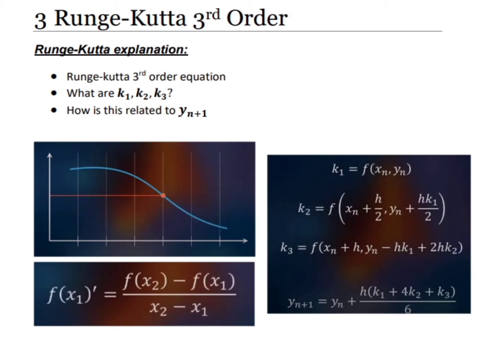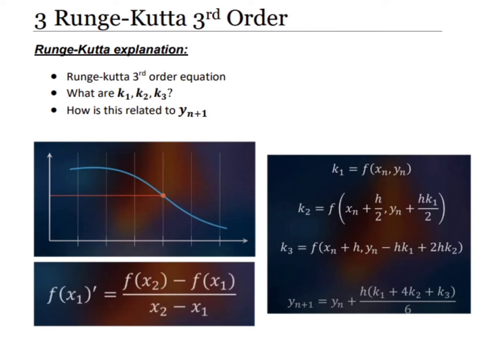To understand them, we need to recall that the slope of the function, or simply f dash, is equal to delta y over delta x. On rearranging the equation, we find that delta y is equal to the product of f dash and delta x. This means if we have a starting point y node, we can get another y at a certain value of x by using this concept. This is basically how k1, k2, and k3 work. They are all simply slopes of the function at different points.